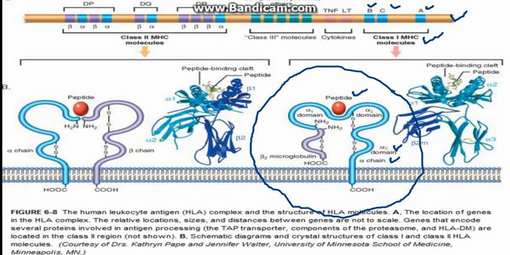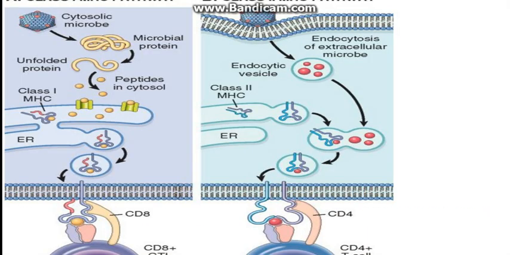The main thing is that the peptide binding site is formed between alpha 1 and alpha 2. As you can see, this is class 1 MHC, and this is the phospholipid bilayer. Therefore, class 1 MHC and also class 2 MHC are both cell surface proteins. Now, going to the presentation of the antigen.